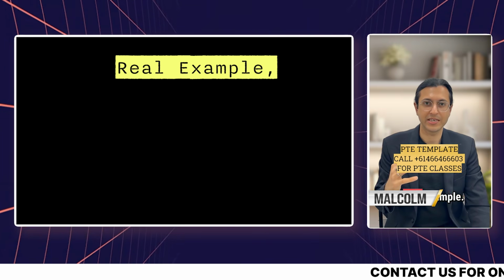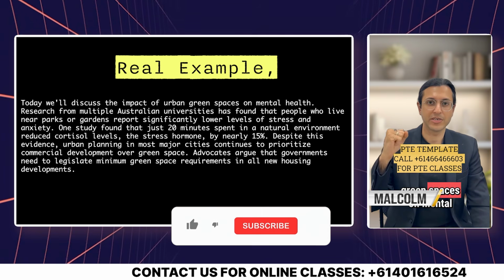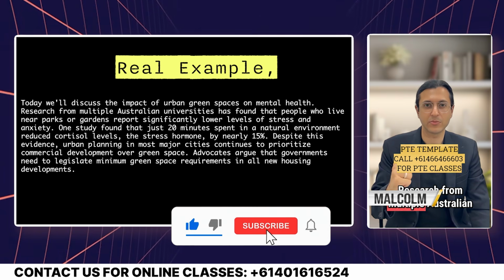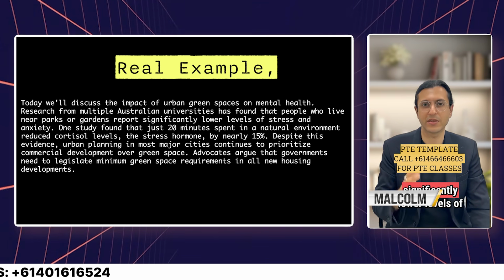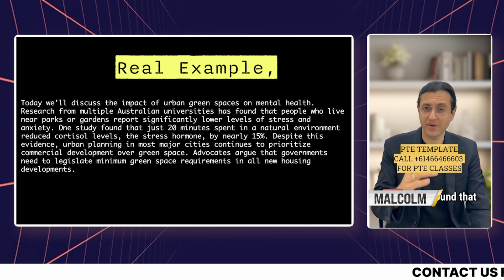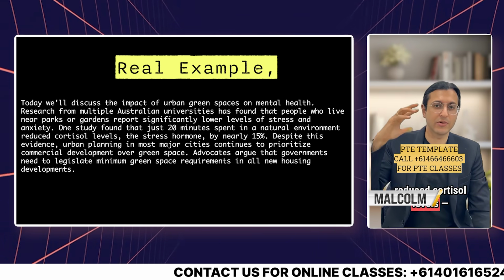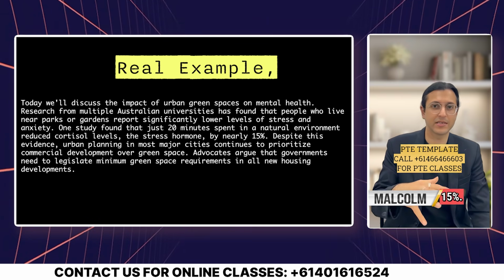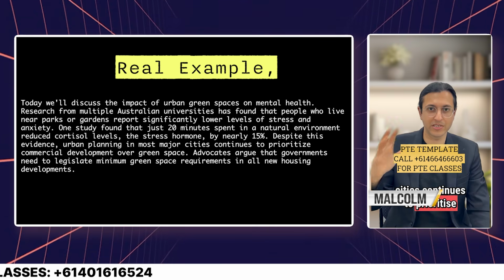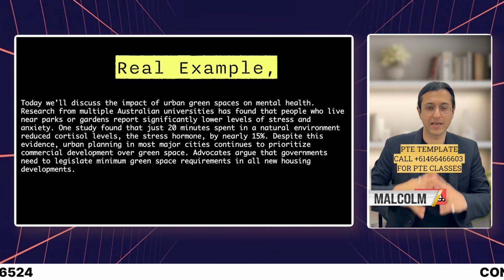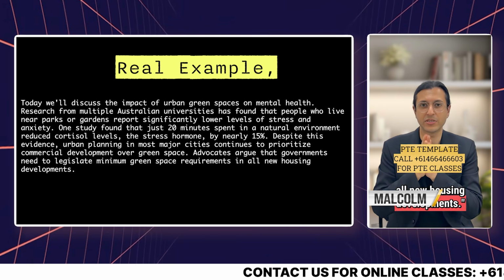Now let's look at a real example. Imagine you hear this lecture. Today we'll discuss the impact of urban green spaces on mental health. Research from multiple Australian universities has found that people who live near parks or gardens report significantly lower levels of stress and anxiety. One study found that just 20 minutes spent in a natural environment reduced cortisol levels, the stress hormone, by nearly 15%. Despite this evidence, urban planning in most major cities continues to prioritize commercial development over green space. Advocates argue that governments need to legislate minimum green space requirements in all new housing developments.